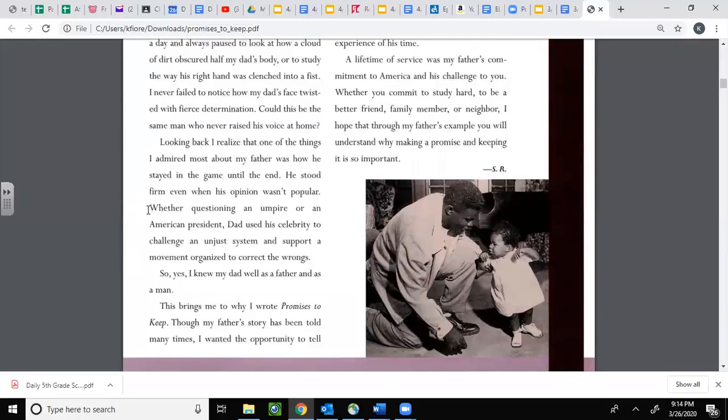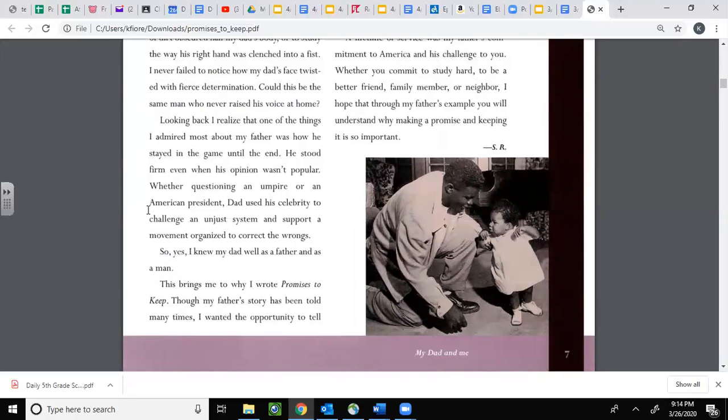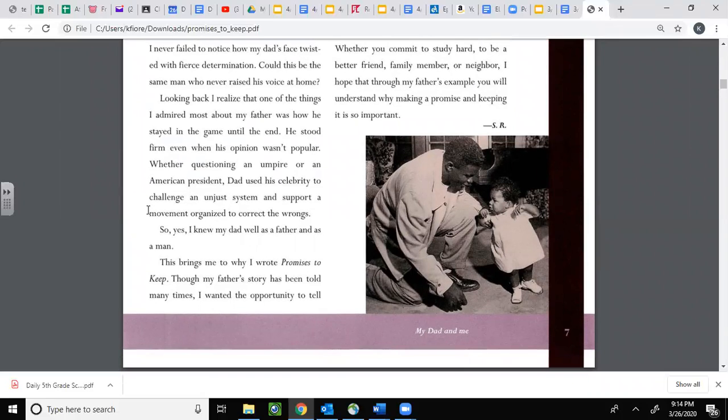Looking back, I realized that one of the things I admire most about my father was how he stayed in the game until the end. He stood firm even when his opinion wasn't popular. Whether questioning an umpire or an American president, Dad used his celebrity to challenge an unjust system and support a movement organized to correct the wrongs. So yes, I knew my dad well as a father and as a man.